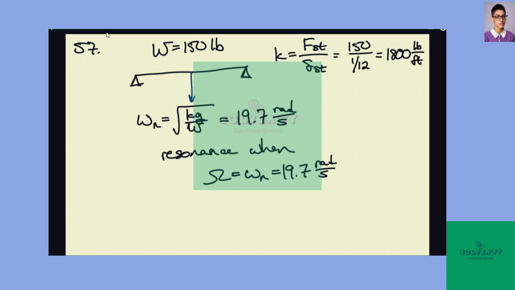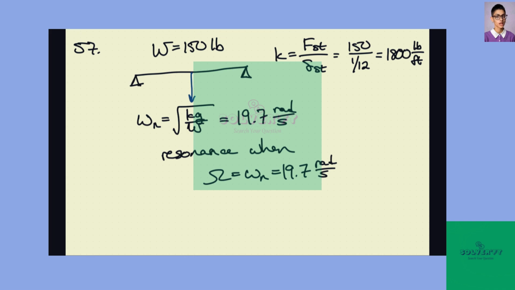And in the first case, they wanted us to figure out the angular velocity when resonance occurs. Well, resonance occurs when the angular velocity, or the excitation frequency, is the natural frequency. So when the excitation frequency is 19.7 radians per second.